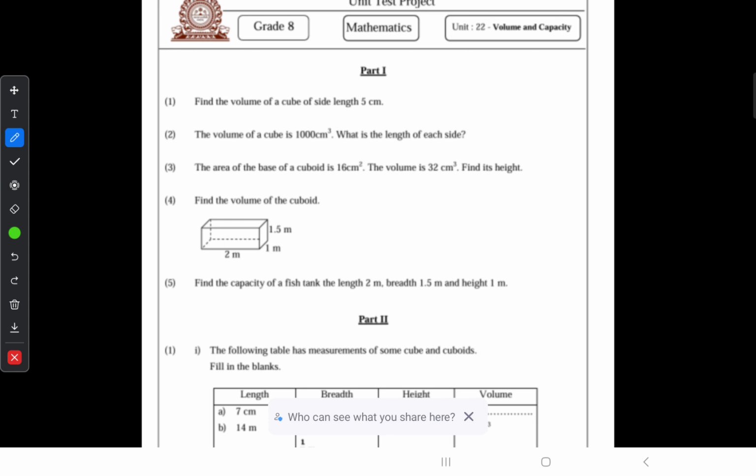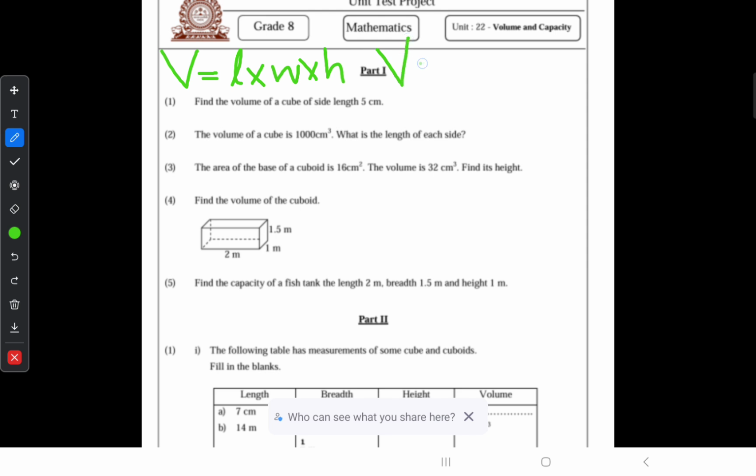Okay, now let's see our third question. The area of the base of a cuboid is 16 square centimeters, volume 32 cubic centimeters. Find the height. To find the volume, we studied two formulas. First one is length into width into height, length multiplied with width multiplied with height.